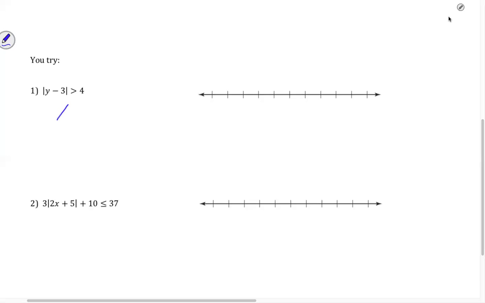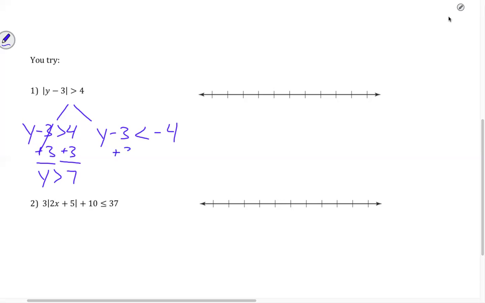So here we go. With number 1, we break it apart because the absolute value is by itself. So we have y minus 3 is greater than 4. Then we have y minus 3, flip your sign and flip the sign of the number. Now we add 3 on the left, and we have y is greater than 7. On the right-hand problem, we add 3, and we have y is less than -1.